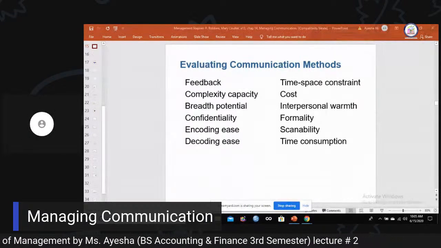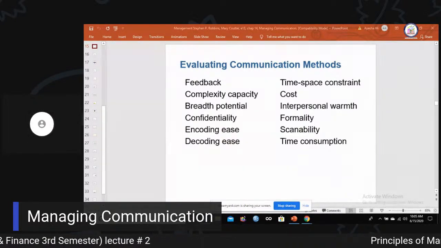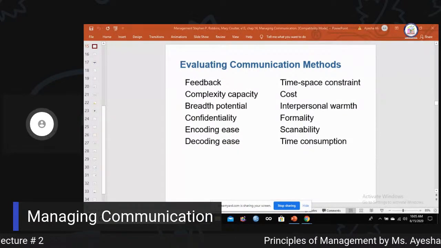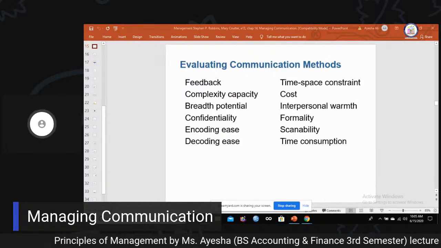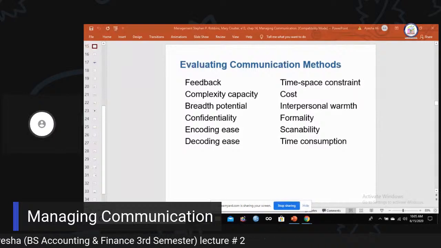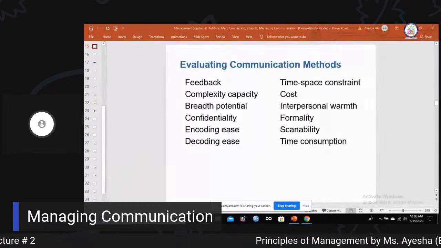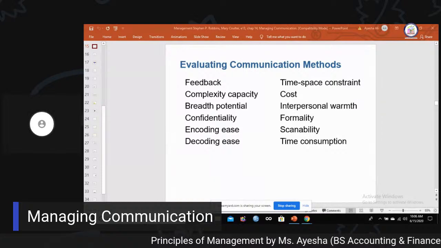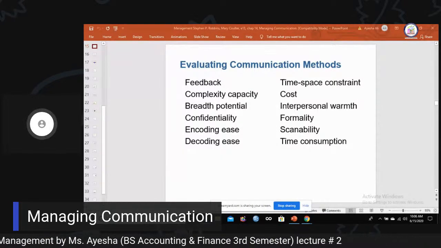Interpersonal warmth. Interpersonal warmth means whether the sender and receiver are comfortable using this medium or not, because comfortability is the most important. If the sender and receiver are comfortable and feel friendly using the method, they can communicate openly and share their ideas and feelings. So it's so important. Then we have formality.